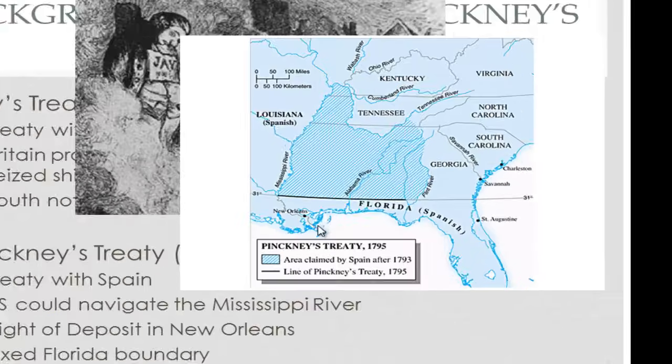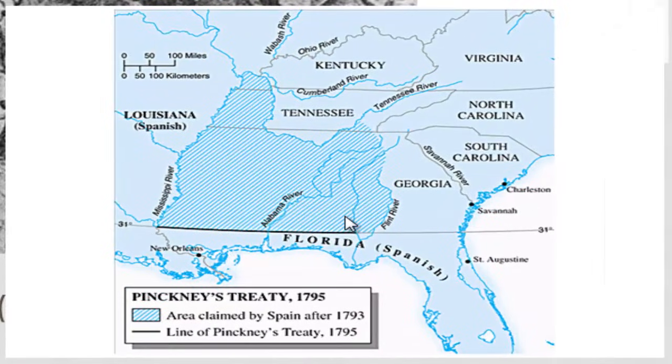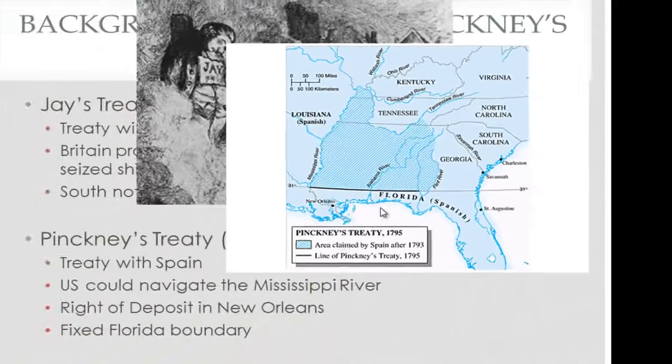And this treaty also fixed the Florida boundary. So we look here, we see this line going across here. So everything below this line is going to be Spanish Florida.